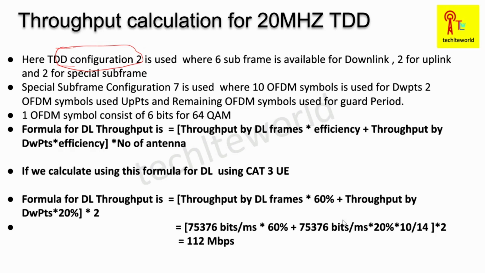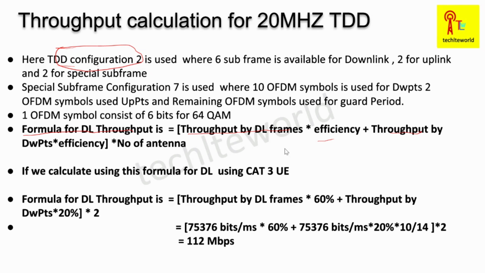Also, for the modulation scheme, we have used 64 QAM, where, as we know, in one OFDM symbol there are 6 bits, right? Finally, this is the formula for the downlink throughput for the TDD configuration, which is nothing but the throughput of the DL frame multiplied with its efficiency, plus the throughput of DwPTS multiplied with its efficiency, whole bracket, multiplied by the number of antennas.